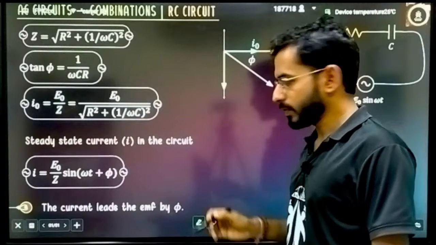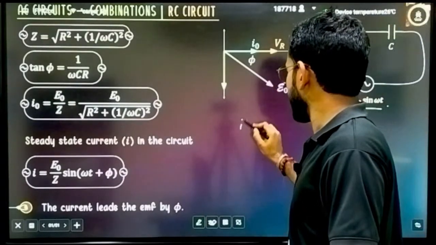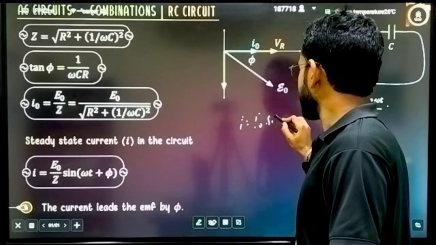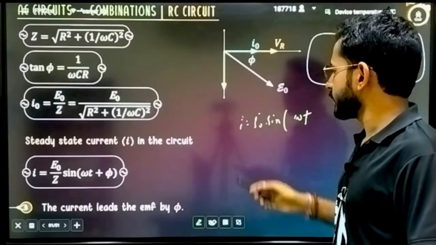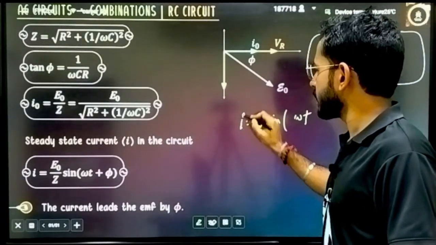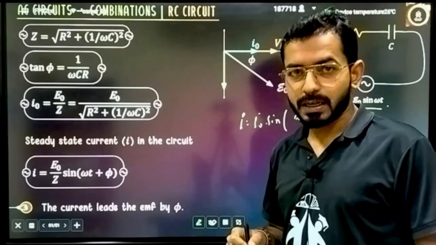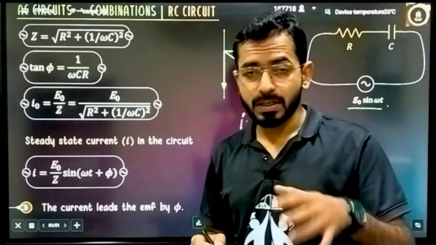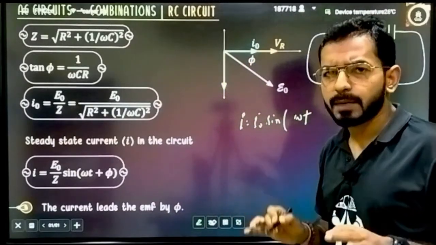If you have to write the equation of current, this is the equation of EMF, and you have calculated this angle phi. I will be written as I naught sine of omega t, now plus phi or minus phi. How will you judge that? It will be either plus phi or minus phi. It is judged by the fact that this is a capacitive circuit, where capacitance is in majority, which means the current is going to lead. That means not by a complete pi by 2.